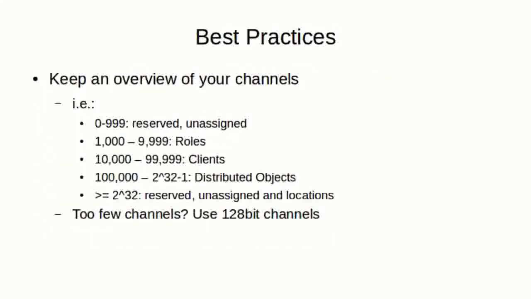Another important aspect is to keep track of your channels. It is helpful to organize them into sensible patterns, for instance by assigning 4-digit channels to roles, 5 digits to clients, and 6 or more digits to distributed objects. While that should be enough for any but the largest MMOs, you can easily shuffle those numbers around a bit to get larger ranges. And if 4 billion distributed objects isn't enough for you, you can always build Astron with 128-bit channels, so that you have 64 bits for object IDs.